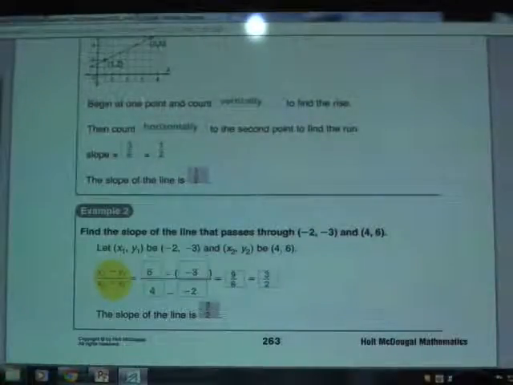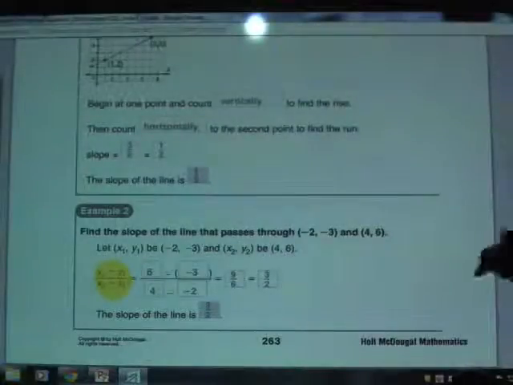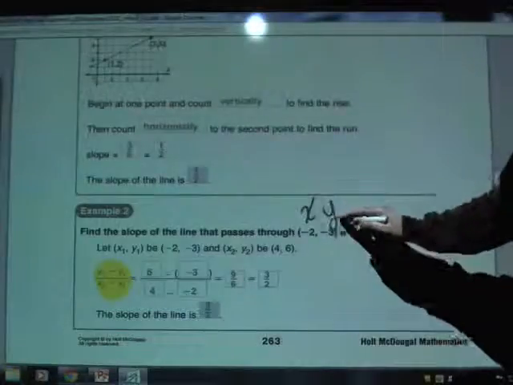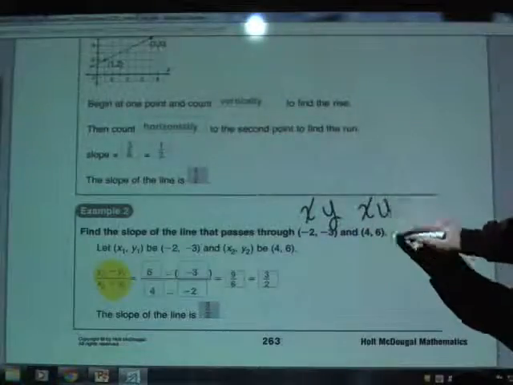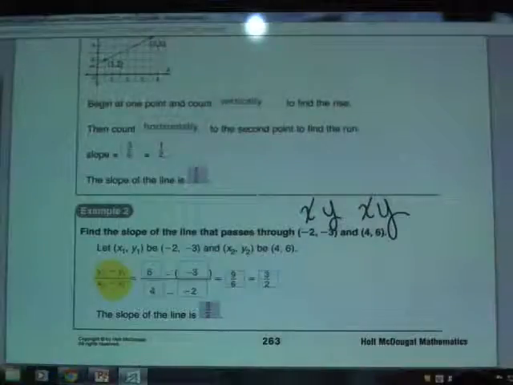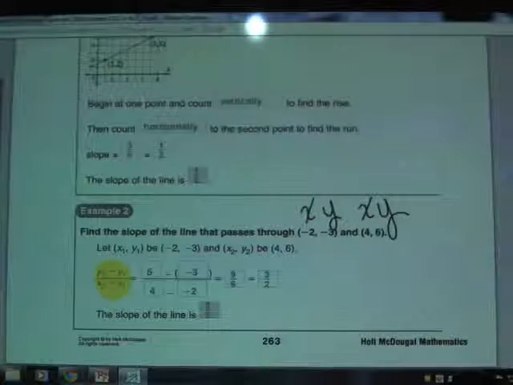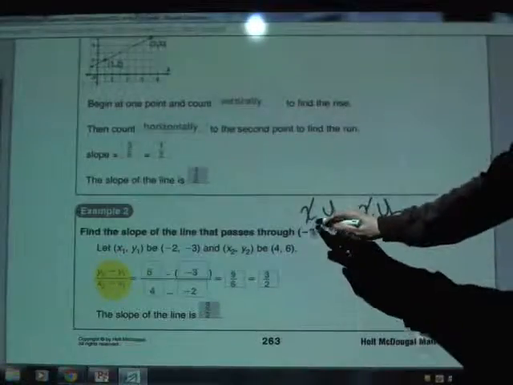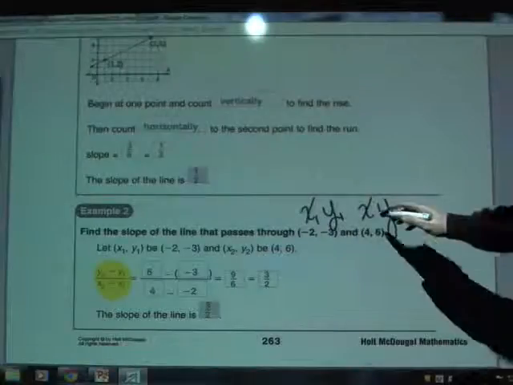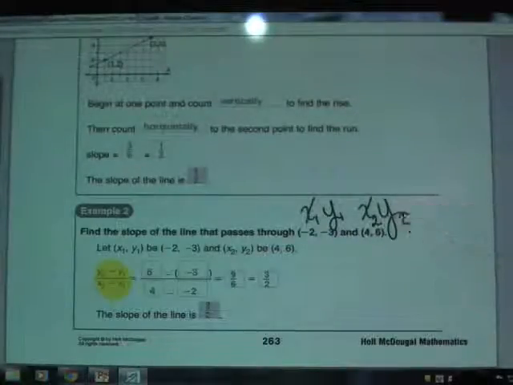So let's go back and refresh our memory here. Points are always written x comma y. So here I have two sets of x comma y's. In (-2, -3), -2 is an x and -3 is a y. In (4, 6), 4 is an x and 6 is a y. So I have a couple different sets of x's and y's, which accounts for that part of the formula. Remember, the 1s and 2s simply mean it's either the first set of numbers or the second set of numbers. So they decided they wanted this to be the first set of numbers, so we throw some 1s on it. They want this to be the second set of numbers, so we throw some 2s on it.